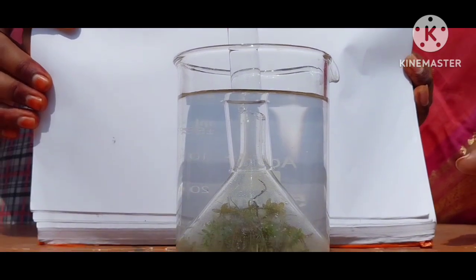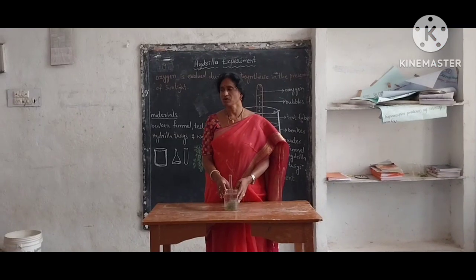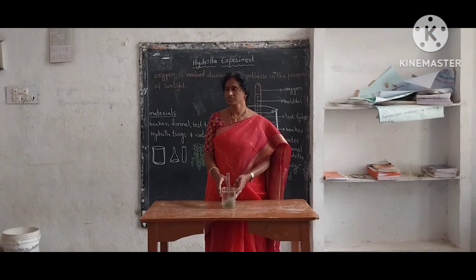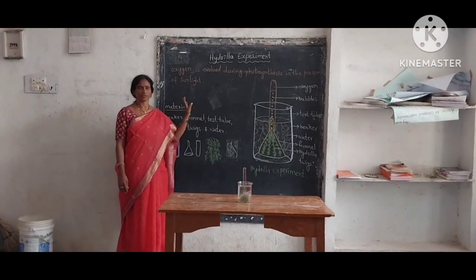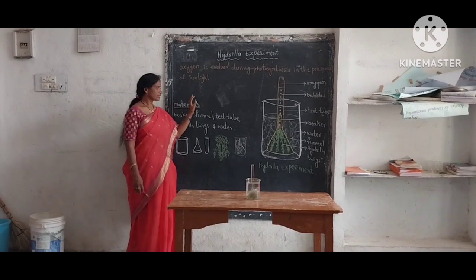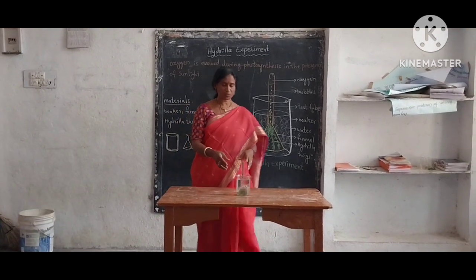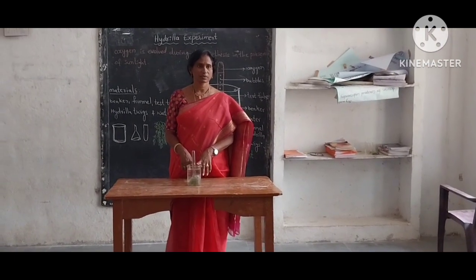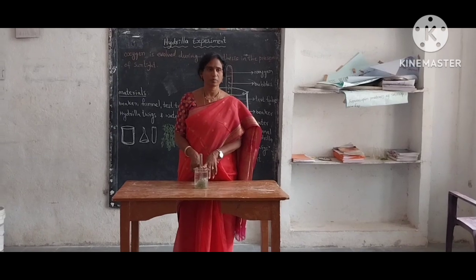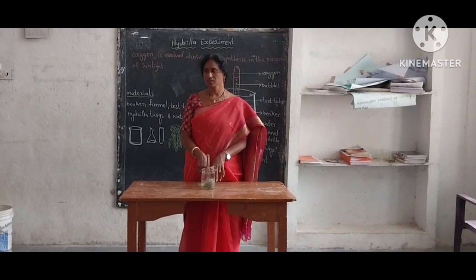Okay. What did you learn from this experiment? Oxygen gas is evolved during photosynthesis. When the photosynthesis process occurs, then oxygen gas is evolved. Did you observe the oxygen gas in the test tube? Yes. Did you enjoy this experiment? Yes. Okay, thank you.